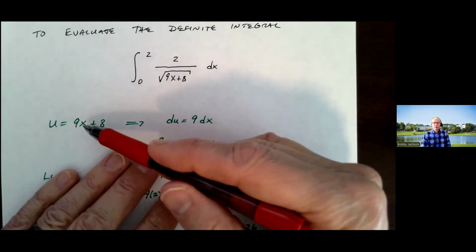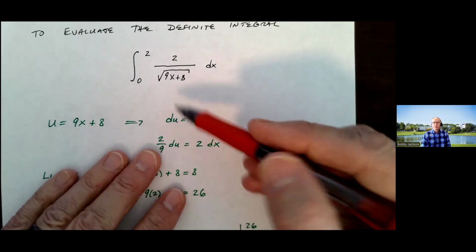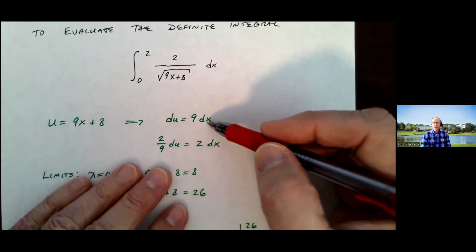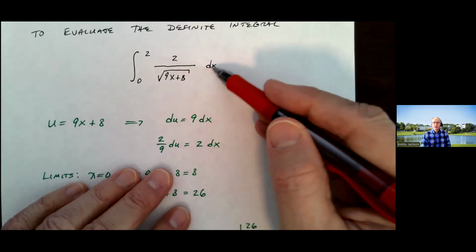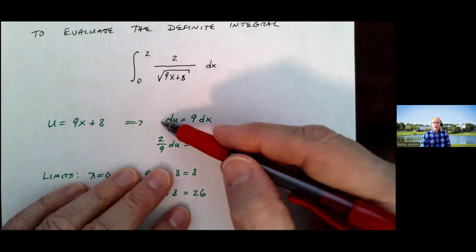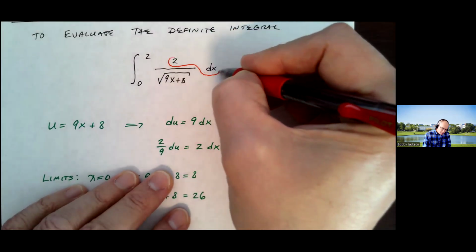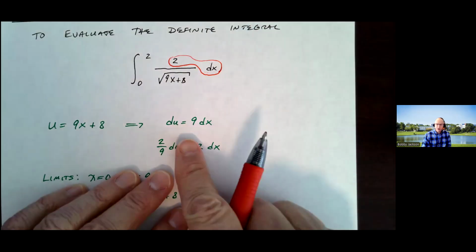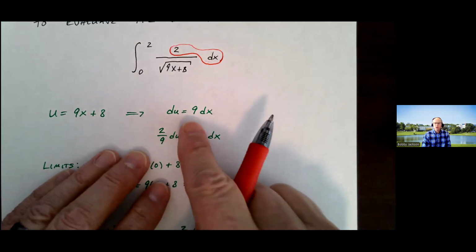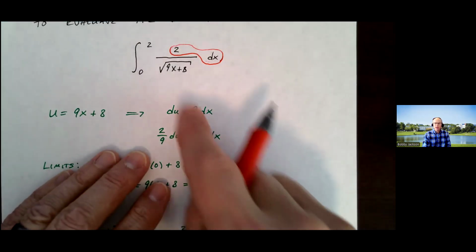So what's the derivative of 9x plus 8? It's just 9. So I get du is 9 dx. And I see I just have a dx here. I'm sorry, I don't have a dx, I have a 2 dx. That's the way I think of it. And so I'm going to multiply by 2/9. 2/9 times 9 is 2, so that gives me the 2 dx.